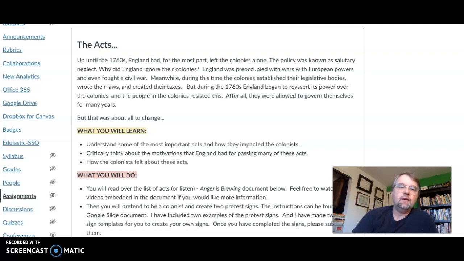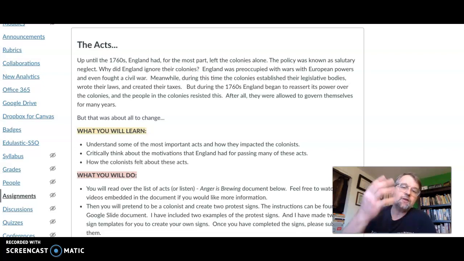And the acts are the taxes and the restrictions that England starts imposing on the colonists. If the Royal Proclamation of 1763 was just the beginning of the colonists thinking that maybe Mother England isn't treating us so well, this pushes them over the edge. At least many of them start thinking that this is baloney. Basically, England is going way beyond what they used to do.